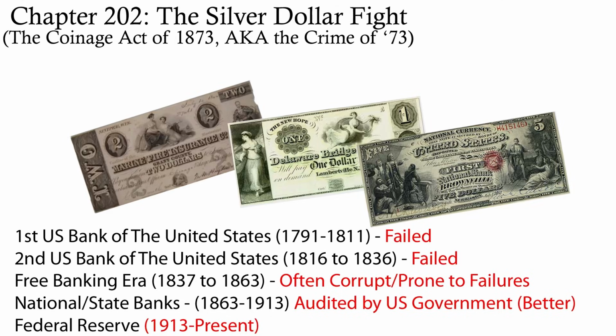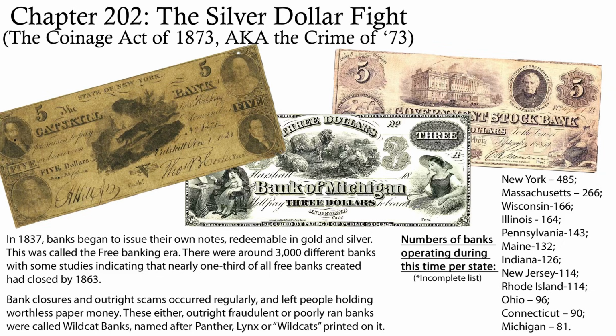vice versa. State banks in the period between 1792 and 1836 were widely considered corrupt and deeply entangled in the politics, with state legislators often granting charters as political favors. The Panic of 1837 led to the collapse of many of the state charter banks and the demise of the Second Bank of the United States. To fill the void in banking and trade, banks began to issue their own notes, redeemable in gold and silver, at least that's what it says. This was called the free banking era, and there were around 3,000 different banks, and some studies indicate that nearly one-third of all of the free banks created in this time closed by 1863.